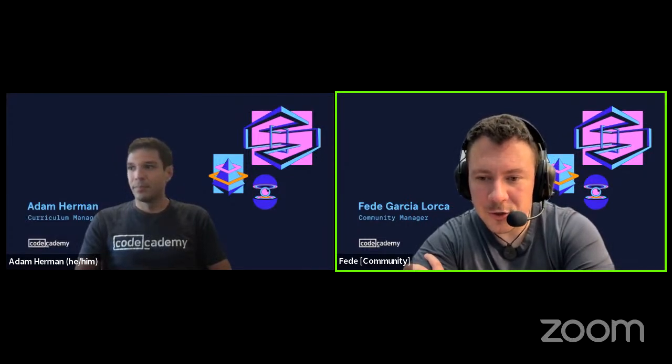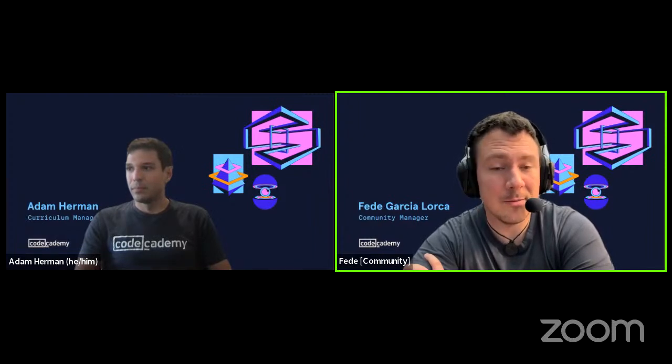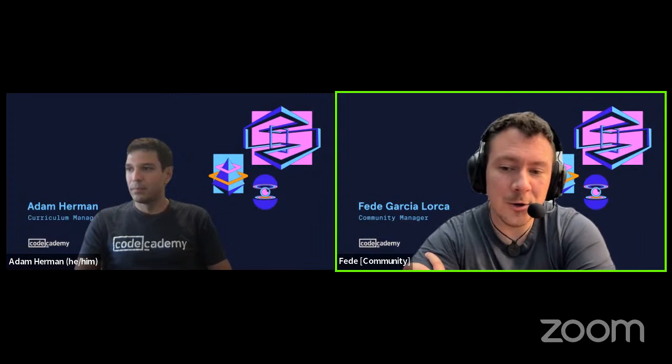I see a question in the chat from Matthew. As someone who is learning to program at the present moment, would you recommend using AI to assist with code now at an early stage of learning, or learn to write code without AI and use it later?